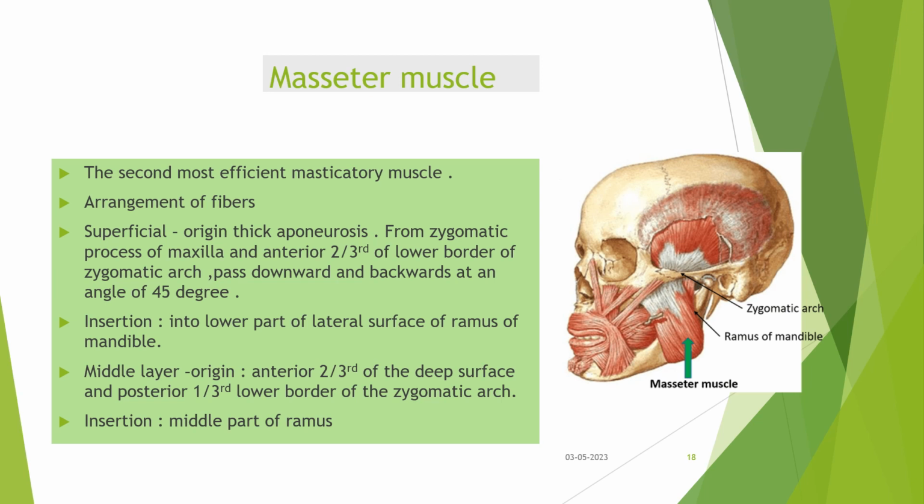of ramus of mandible. Middle layer fibers originate from anterior two-thirds of deep surface of and posterior one-third lower border of zygomatic arch, and they insert in the middle part of the ramus as we can see in the picture. And deep fibers originate from deep surface of zygomatic arch and insert into the upper part of ramus of mandible and coronoid process.